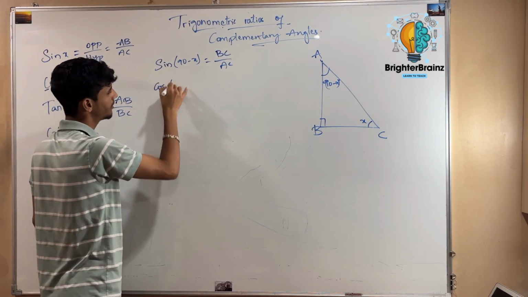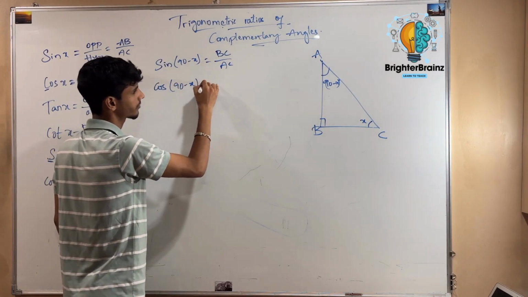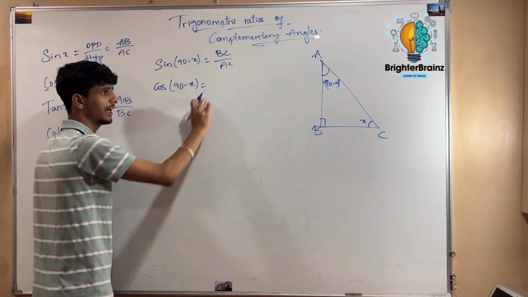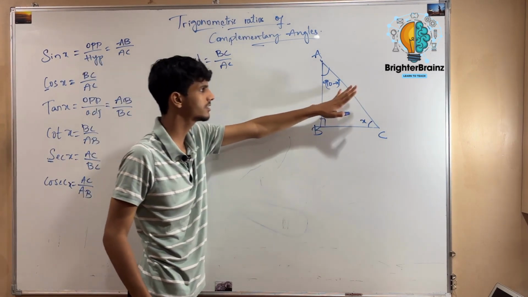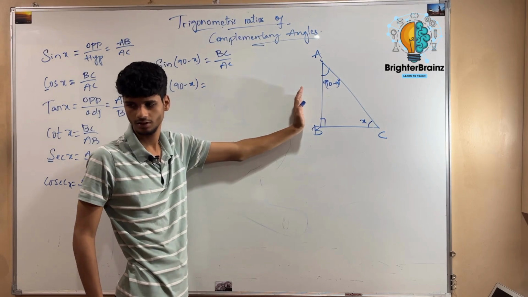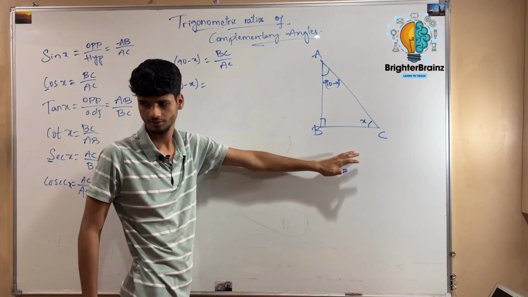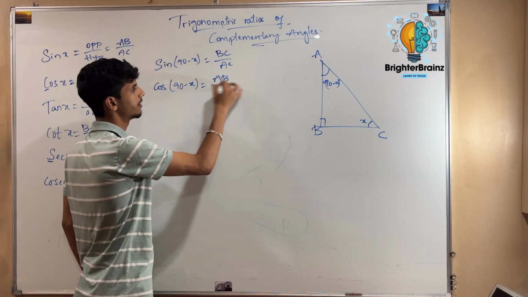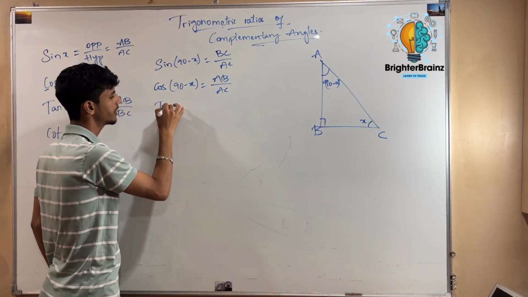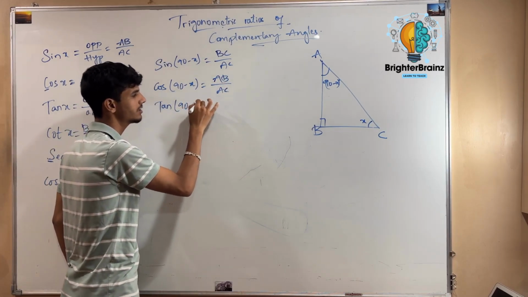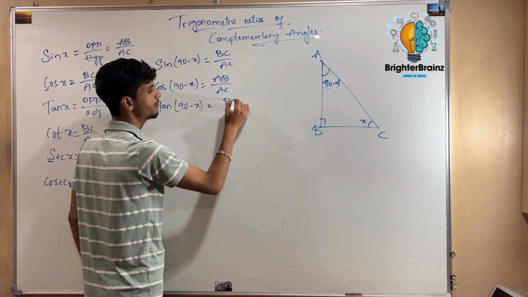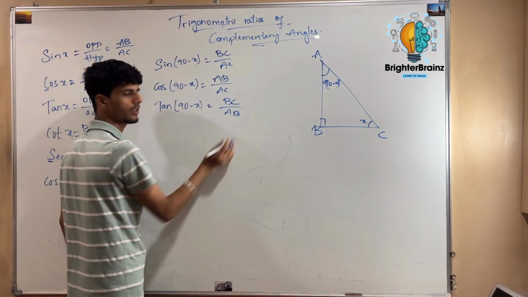Next, cos of 90 minus x. Adjacent side by hypotenuse. The adjacent side for this angle will be this. BC will be opposite, AB will be adjacent. So AB by AC. Then tan of 90 minus x, this angle, so that is BC by AB.